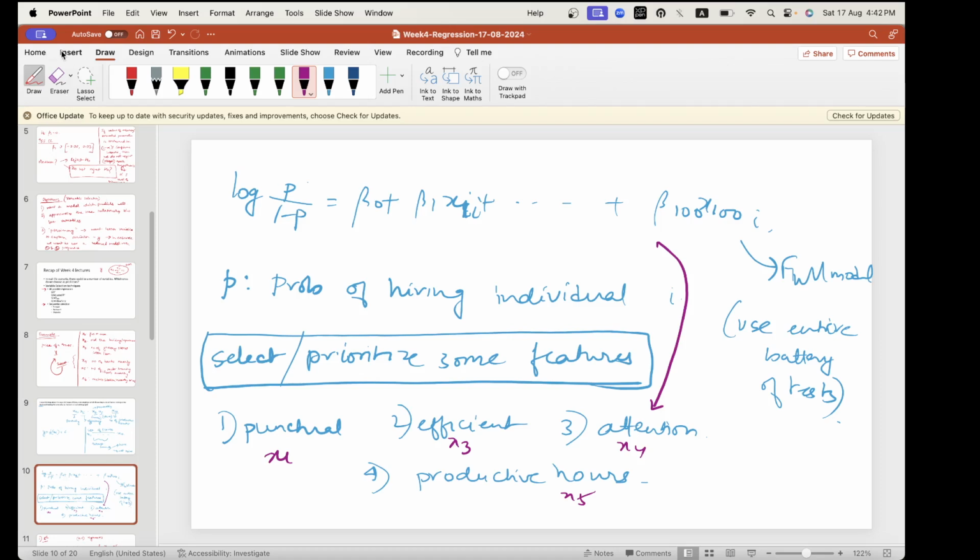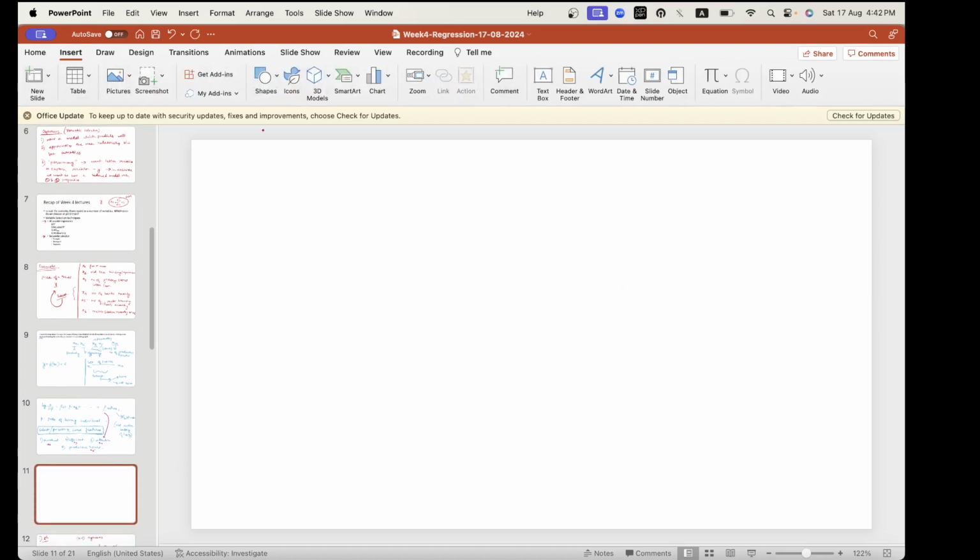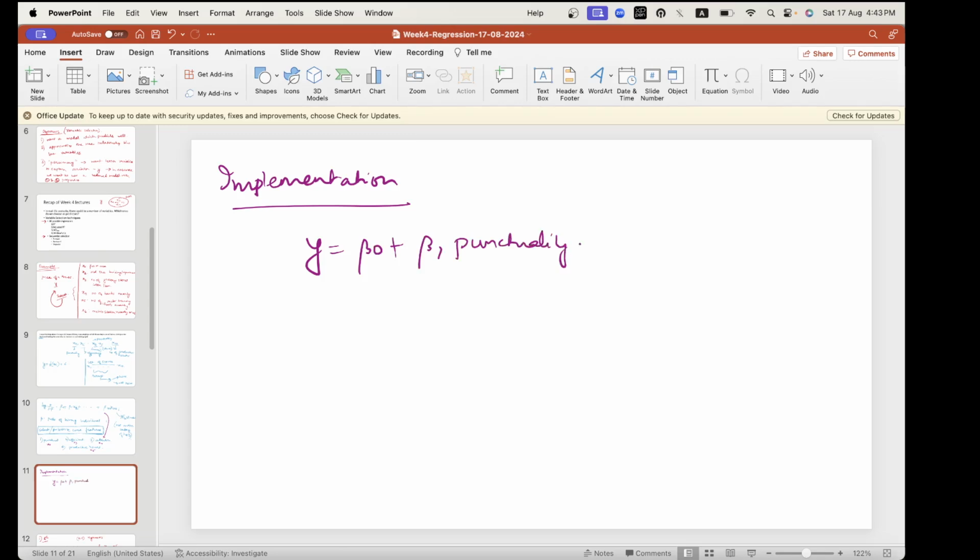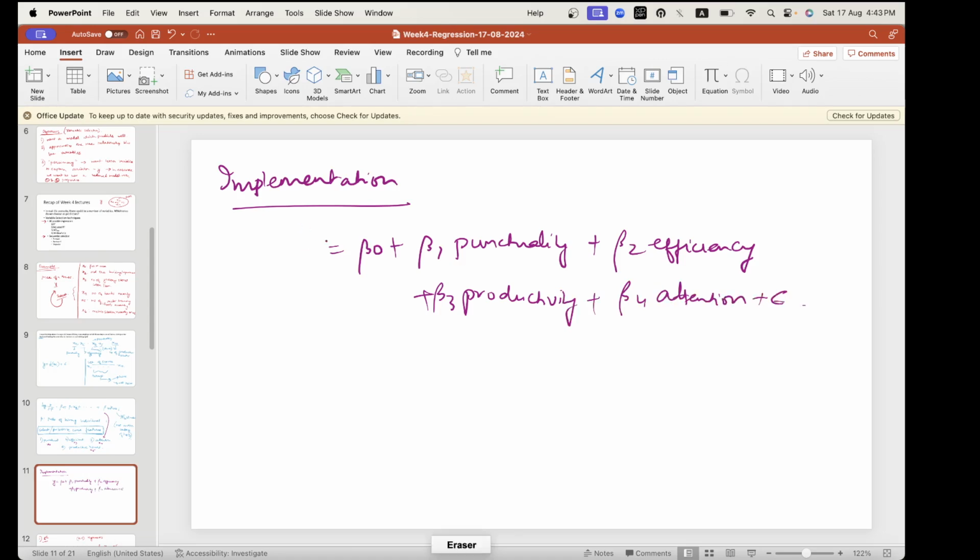So when you move on to implement this technique, the implementation will have this model: y equals beta naught plus beta 1 punctuality plus beta 2, let's say, efficiency, plus beta 3 productivity, plus beta 4, what was the other one, let's say attention span, plus epsilon. Again, this would be log of p by 1 minus p.